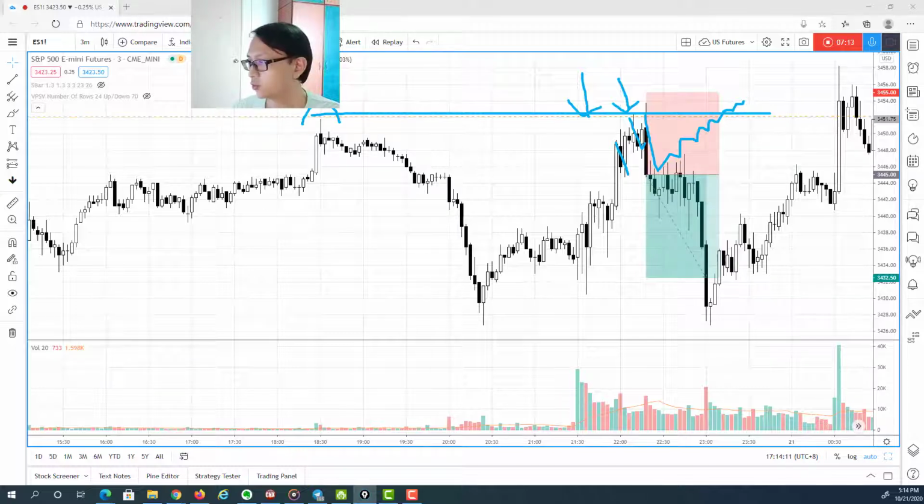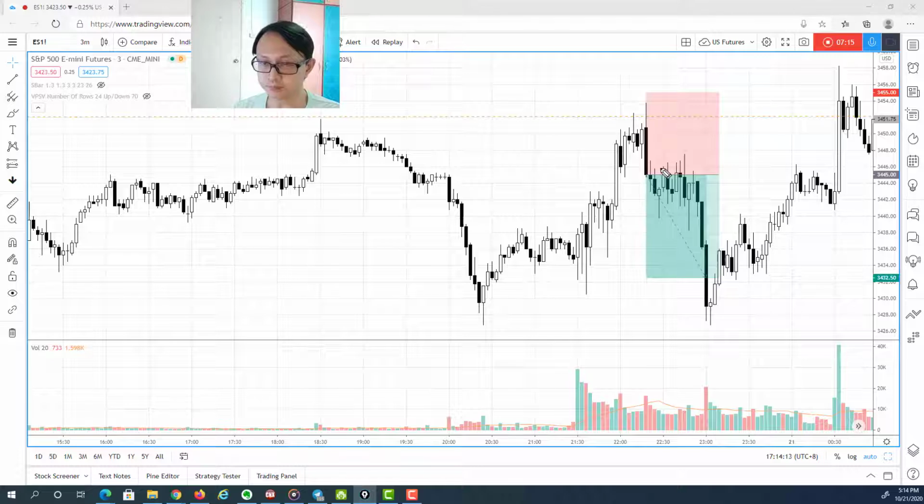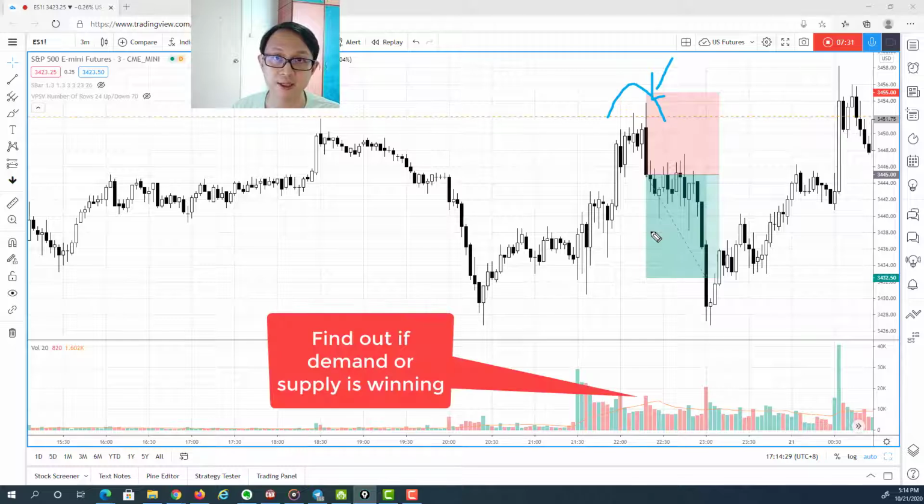breakout. So one thing that I would like to do, and it's a very important thing, I think this is the one thing that every trader must do when they are trading the false breakout, is to identify which side is winning, whether the demand is winning or the supply is winning. So just think about this. Which party is winning? Are we seeing the demand dominating, or are we seeing supply dominating?